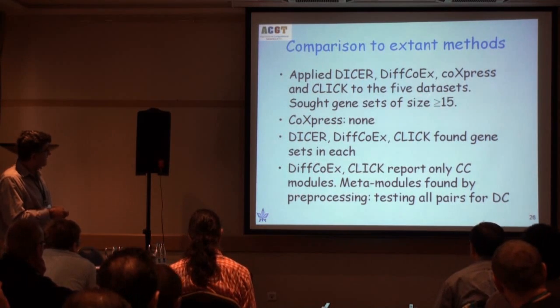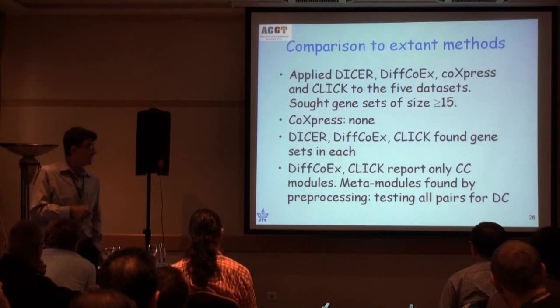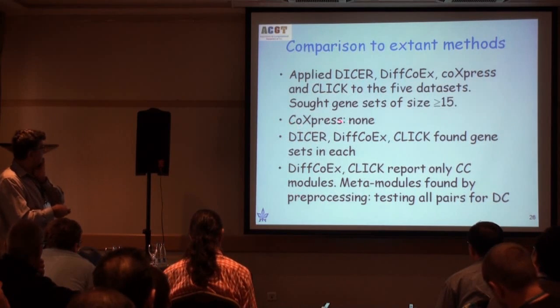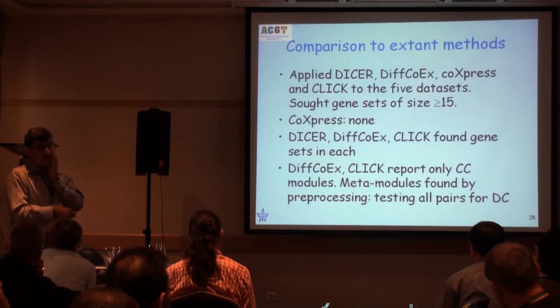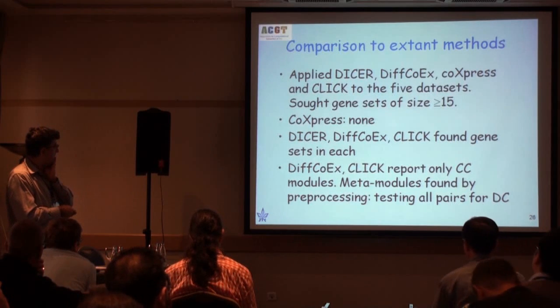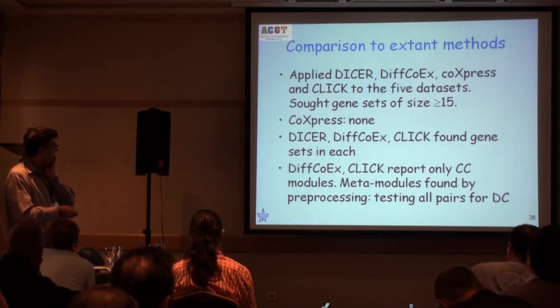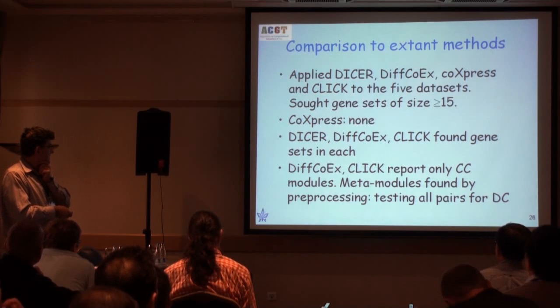And we limited ourselves to sets of at least size 15. Co-express provided none of these on any of the data sets, so we didn't continue with it. And the 3 others did find sets.